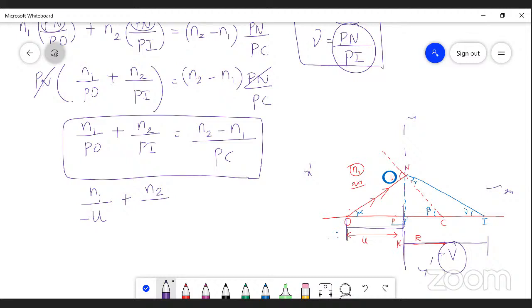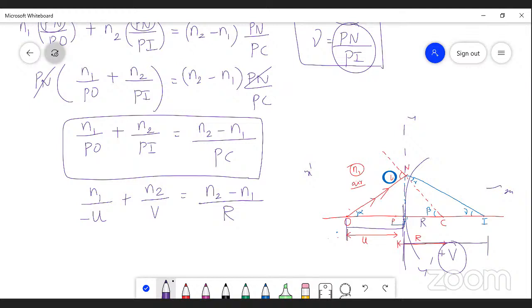You know well the definition of image distance: the distance between pole and image. This is the pole point, pole to image. So PI is nothing but the image distance V, which is equal to N2 minus N1 divided by PC. This is a spherical surface. Incident spherical surface, C is the center, pole to C. This is the radius of curvature of spherical surfaces. So PC is the radius of curvature of the spherical surface.